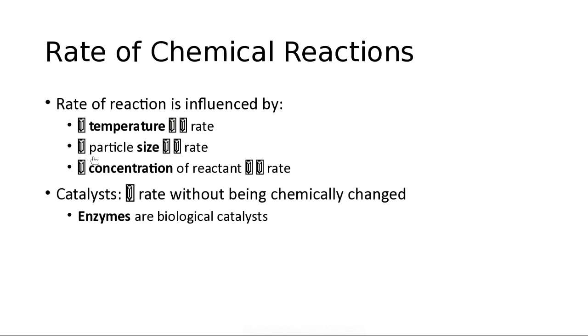Now, increased concentration of the reactant increases the rate of a chemical reaction. The more particles you have, the more likely they are to react together. A catalyst increases the rate of a chemical reaction without being changed. Enzymes are biological catalysts, and they do this by decreasing the amount of energy it takes to start up a chemical reaction.